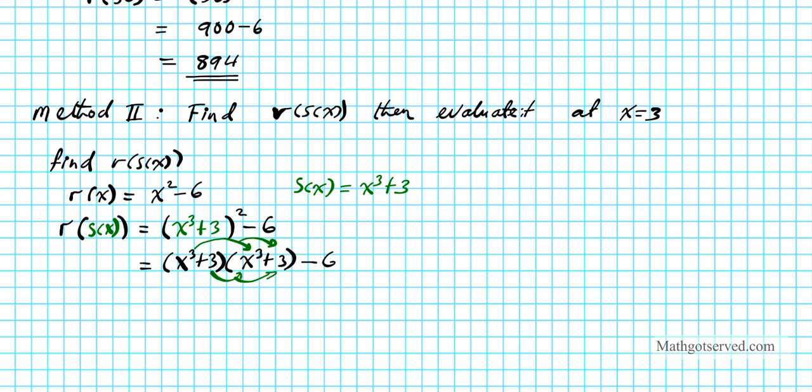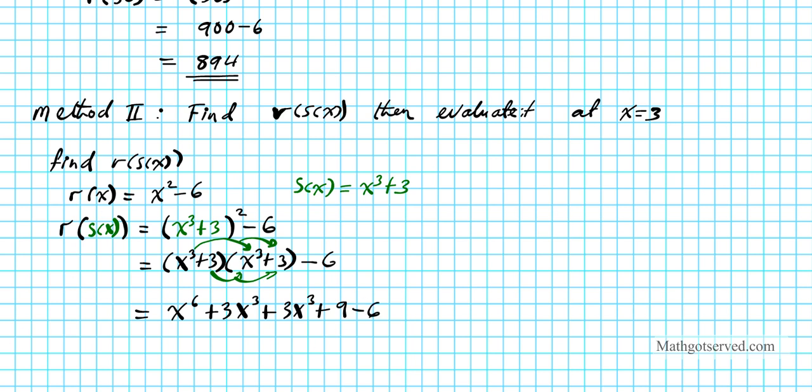And our result is going to become x to the third times x to the third. You add the exponents, you get x to the sixth. X to the third times 3, you have 3x to the third. And that's the first and the outer. Now when we do inner, 3 times x to the third is 3x to the third. And then last, 3 times 3 is 9 minus 6. Okay? All right. Let's go ahead and simplify this by combining like terms.